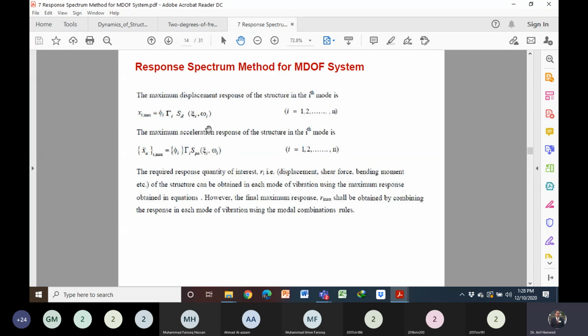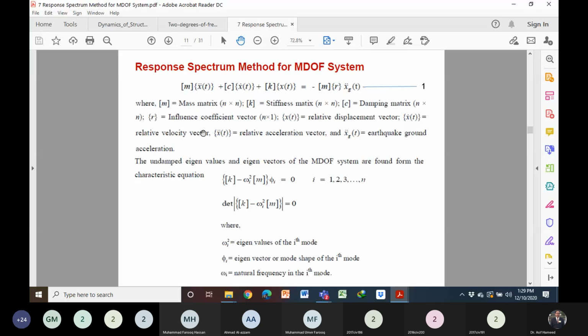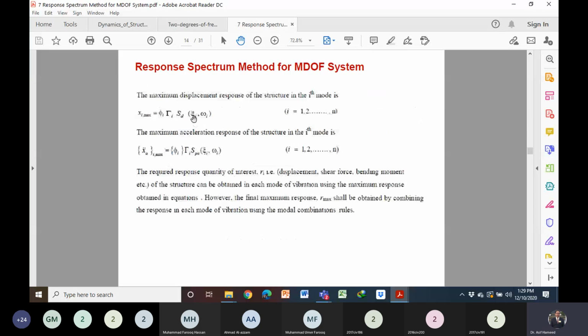We can use the same response spectrums which we have drawn for the single degree of freedom system. We can calculate the damping ratio. We can calculate the time period or omega values, and we can see the value of the spectral displacement from the response spectrum.